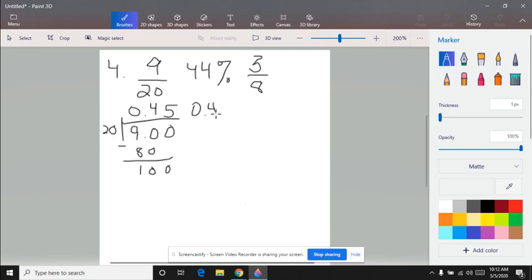Hopefully you can change a percent to a decimal pretty easily in your brain by now. And then I have to figure out 3/8. So 3 divided by 8.